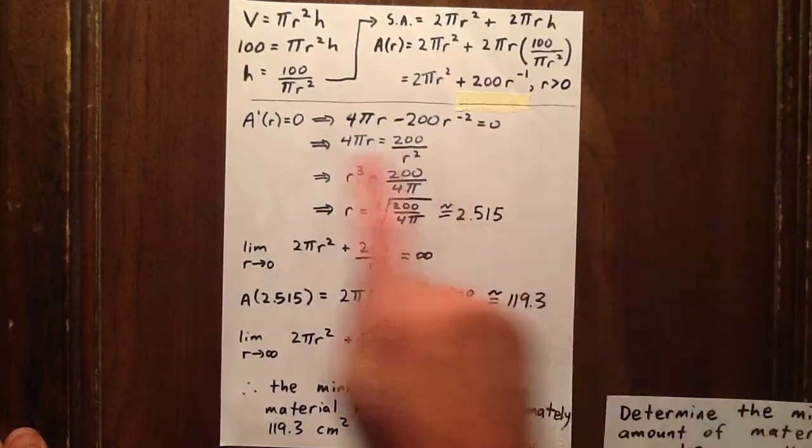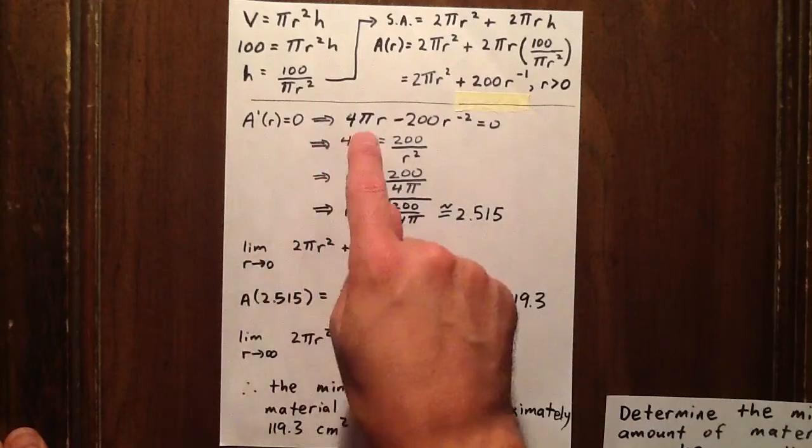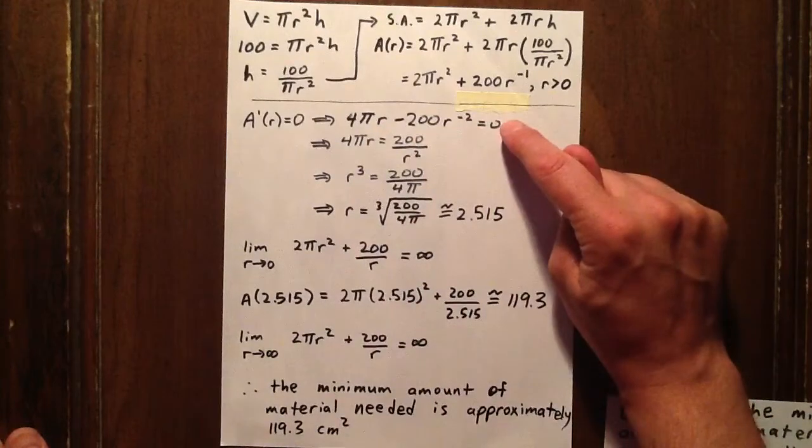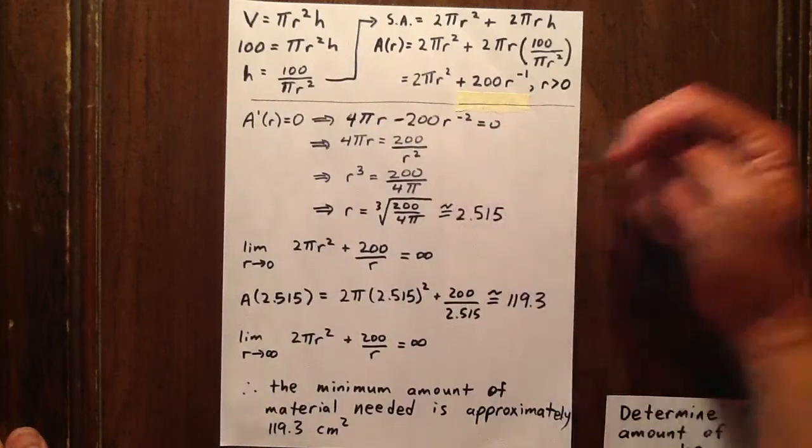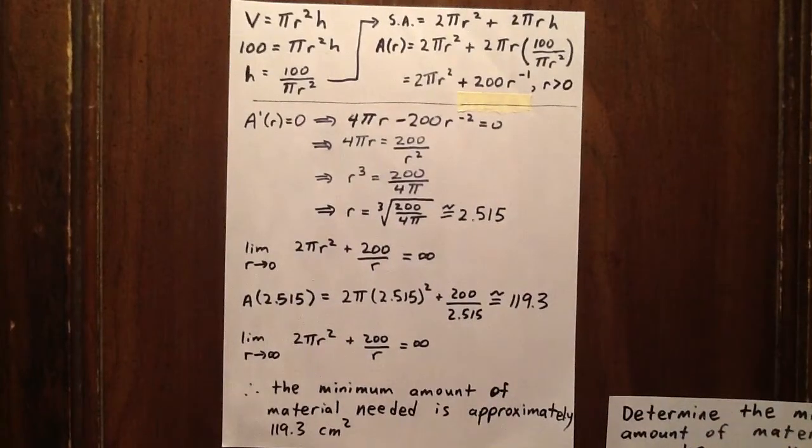Well, we have an expression now for area. We can take the derivative of that and set it equal to 0. And that would mean that 4 pi r is 200 over r squared, which would mean that r was the cube root of 200 over 4 pi, which is approximately 2.515.